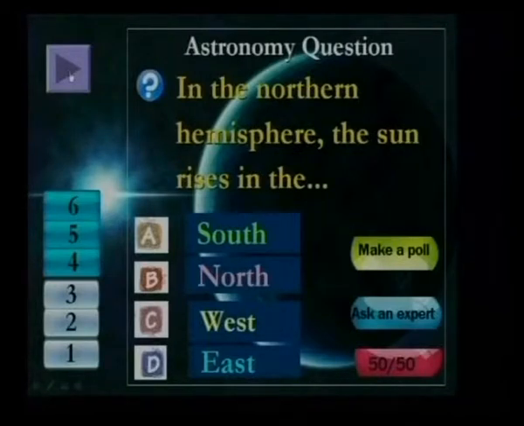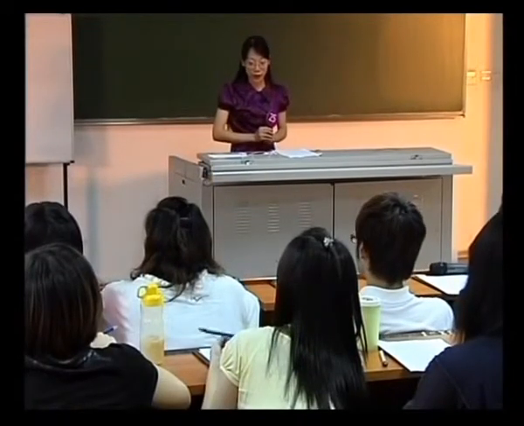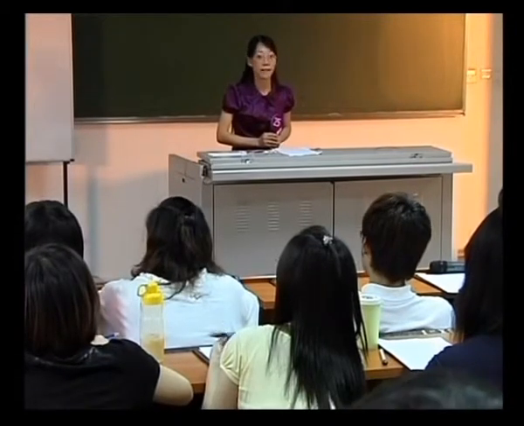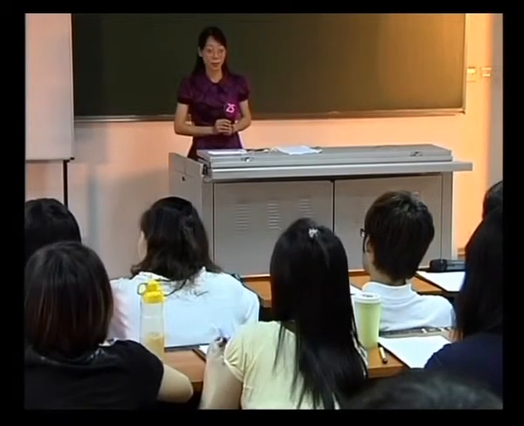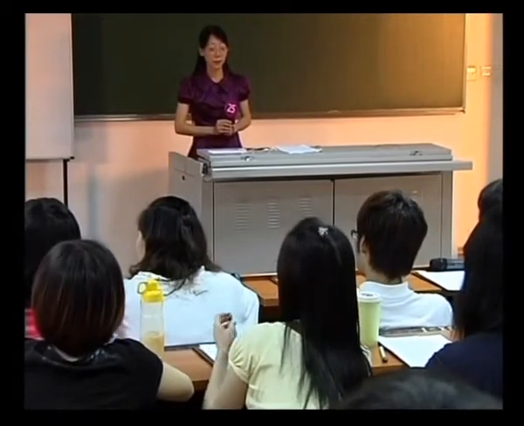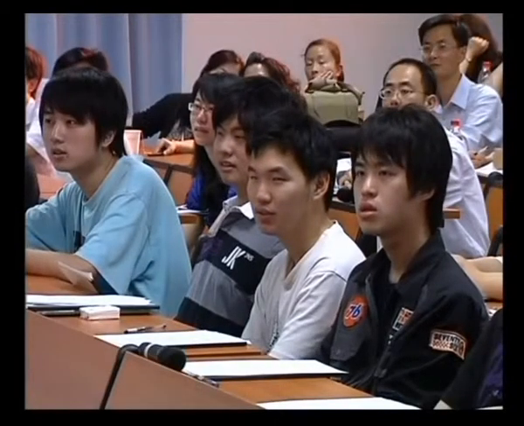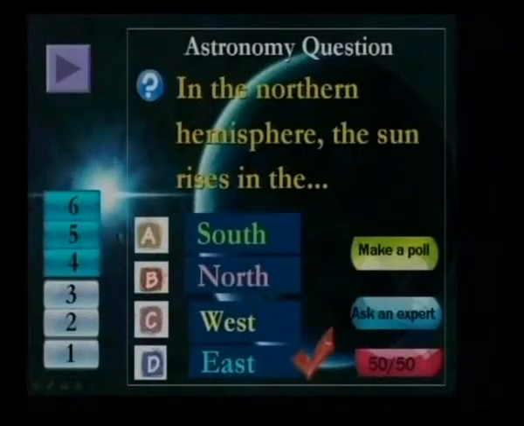The sixth question is an astronomy question. In the northern hemisphere, the sun rises in. I'll give you a little hint. China is located in the northern hemisphere. So the sun rises in the south, west. Which answer will you have? A, B, C, D. Okay. Of course, the sun rises in the east, okay.